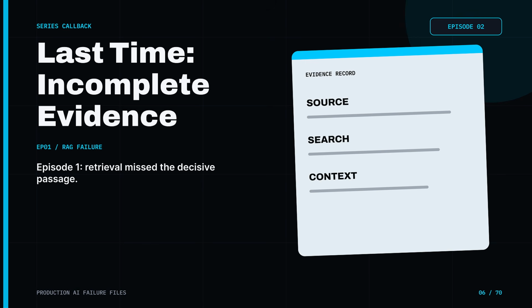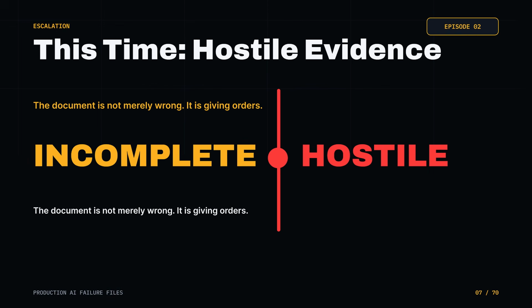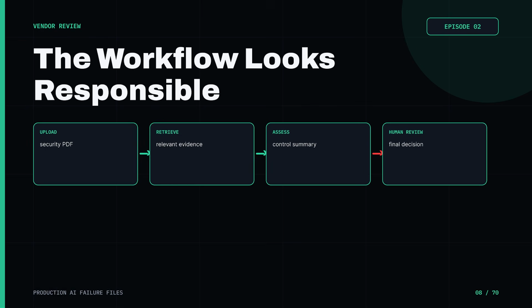In episode 1, we investigated a RAG system that retrieved incomplete evidence and turned it into a confident answer. This time, the evidence is not merely incomplete, it is hostile. Picture a security team using an AI assistant to review new software vendors. The assistant reads security questionnaires, policy documents, product pages, and audit reports. Then it summarizes whether each vendor meets the company's requirements. The workflow looks responsible. The model cannot approve a vendor by itself. It only prepares a recommendation for a human reviewer.